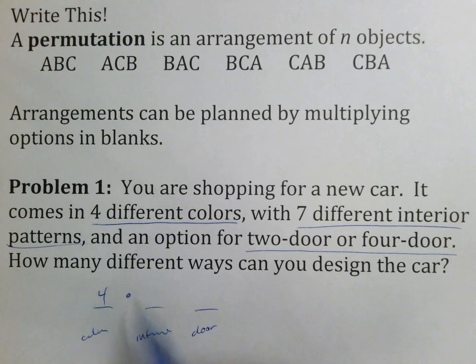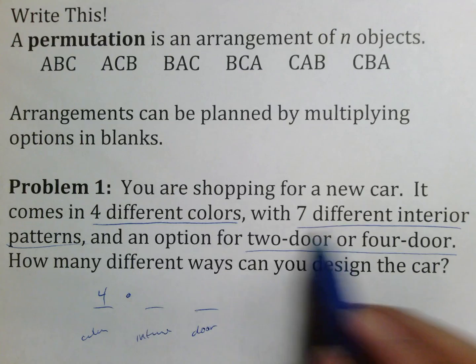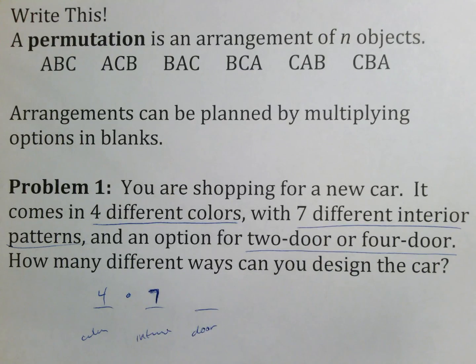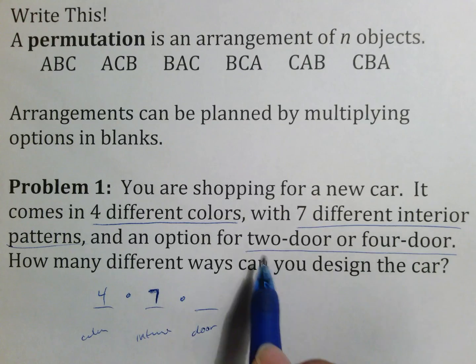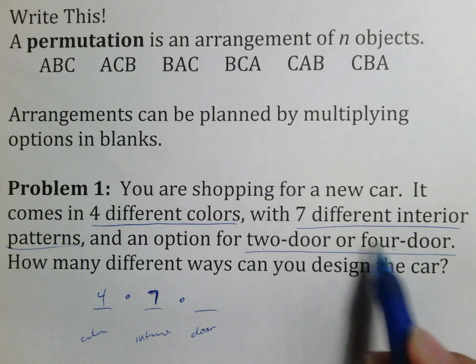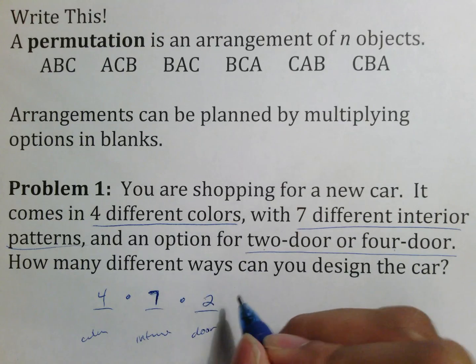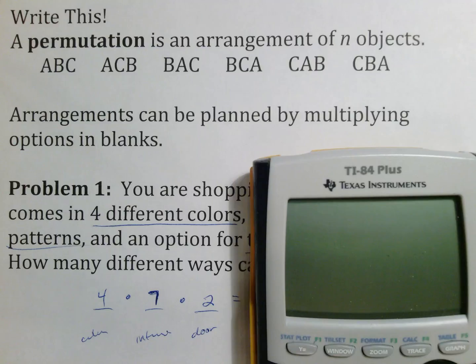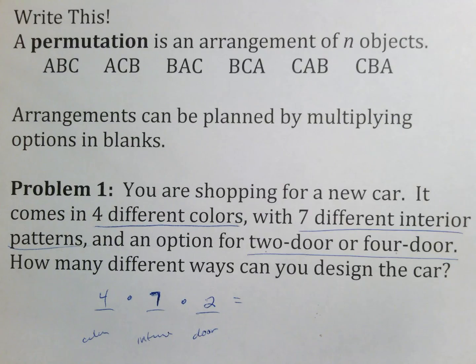You are going to multiply that by the number of interior patterns, and there are 7 different interior patterns to choose from. And then in terms of door options, there are 2 different options. Again, you have to read that. There is 2-door or 4-door, which means that there are 2 different options, and all you have to do to find out how many ways there are is to multiply 4 times 7 times 2, which is easy enough to do in your calculator, to find out that there are 56 different arrangements that you can choose for your car.